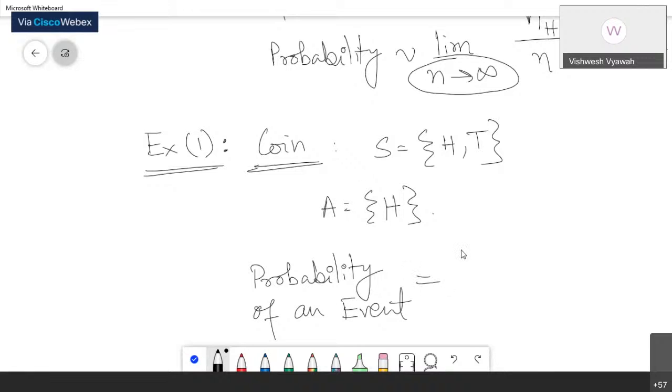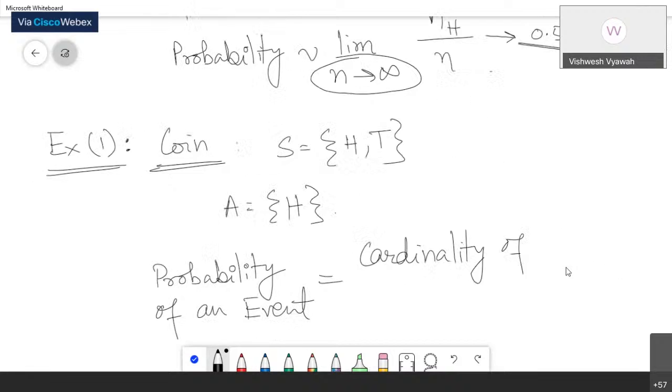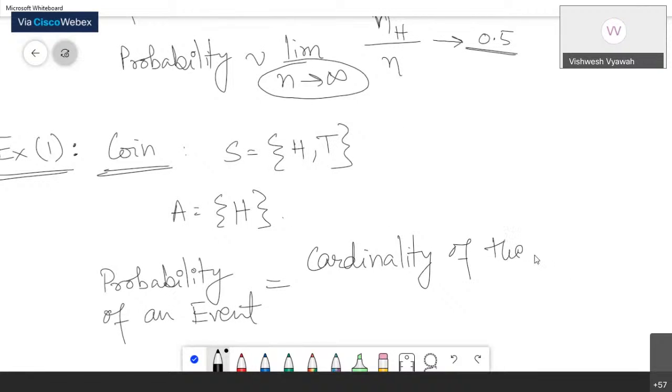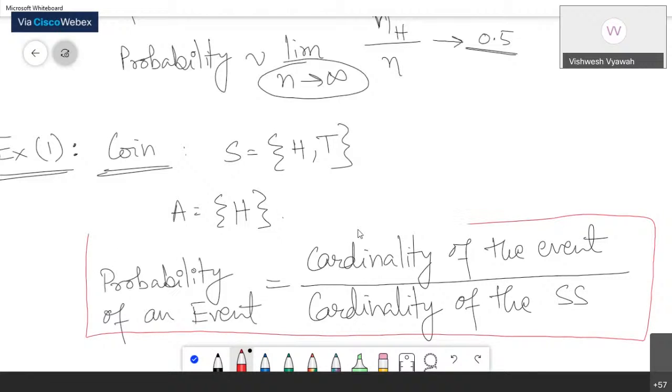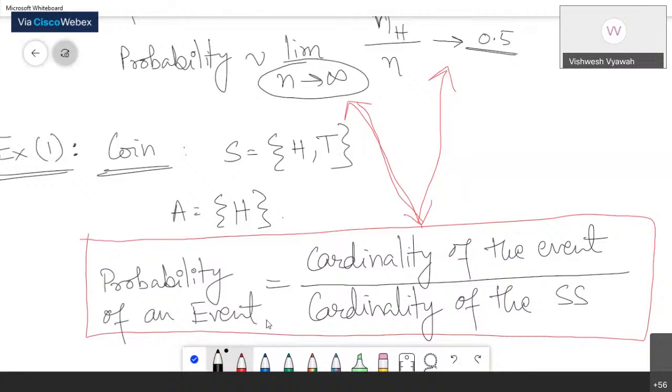Probability of an event is equal to cardinality of the event upon cardinality of the sample space. This is the formula that we are going to use. But we will always keep in mind this important concept: probability defined in this way is basically a probability based on relative frequency. Okay, we will move ahead.